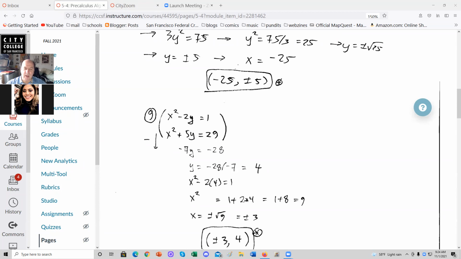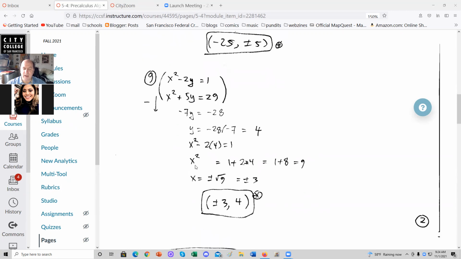So plugging back in here, x squared minus twice y is 1. So transpose the twice 4. So x squared equals 1 plus 2 times 4, is 1 plus 8, which is 9. So x is plus or minus root 9, which is plus or minus 3. So the solutions are plus or minus 3 by 4.